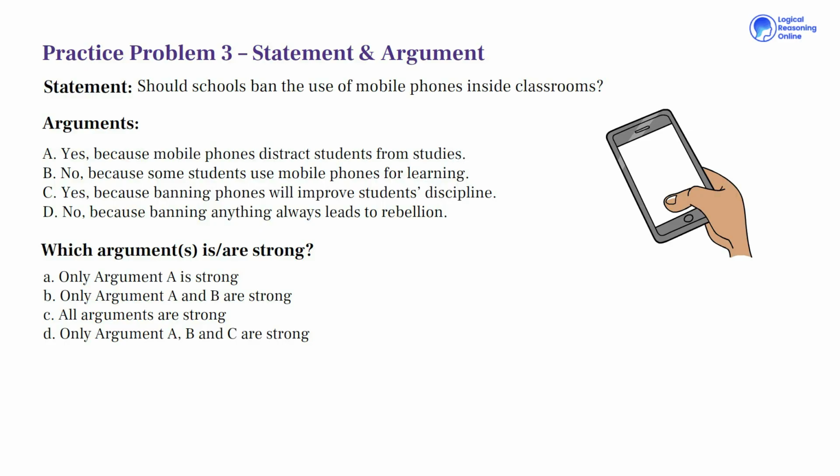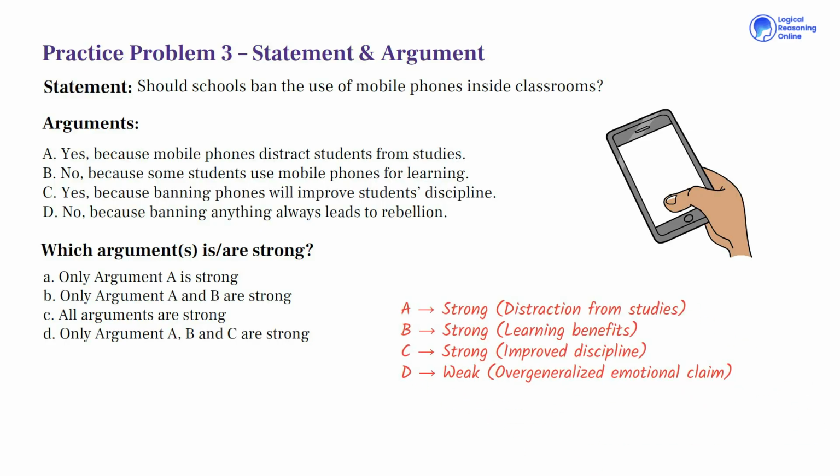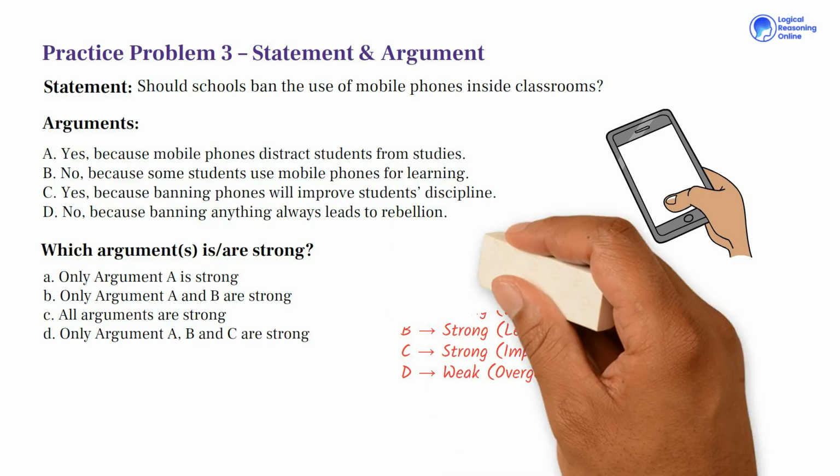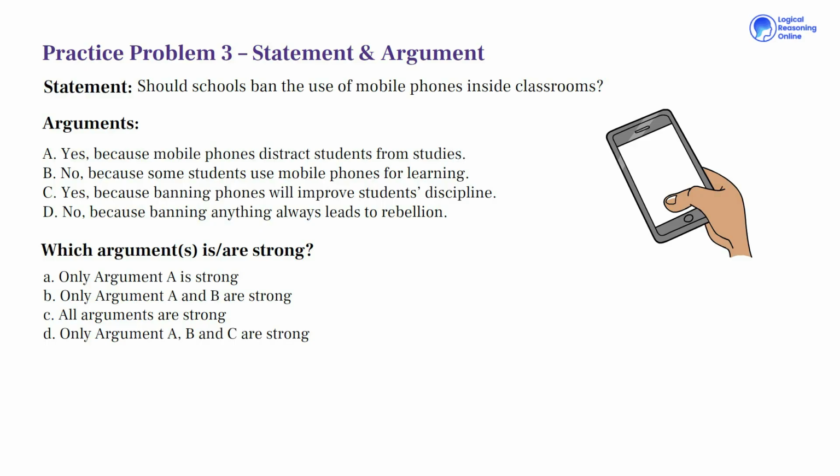Let's quickly recap again. A is strong because it's distraction from studies. B is strong, that is learning benefits. C is strong, improved discipline. And D is weak, overgeneralized emotional claim. So the correct answer is option D. Only argument A, B, and C are strong. Practice problem 4.